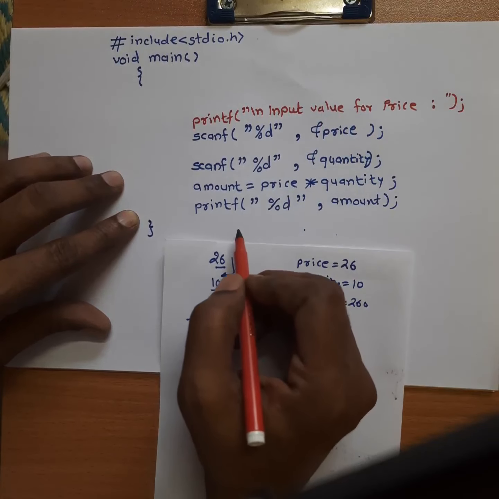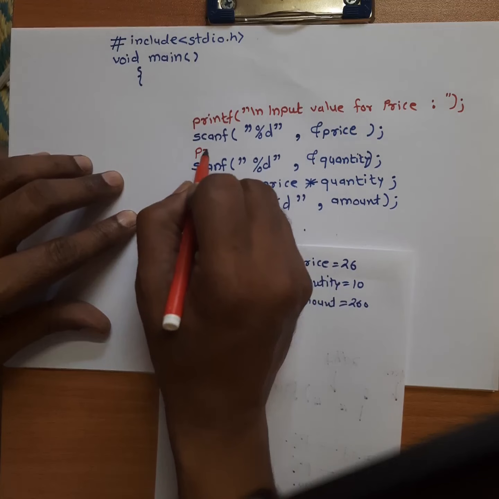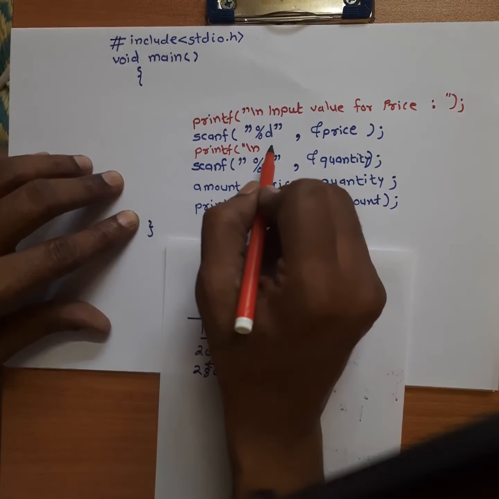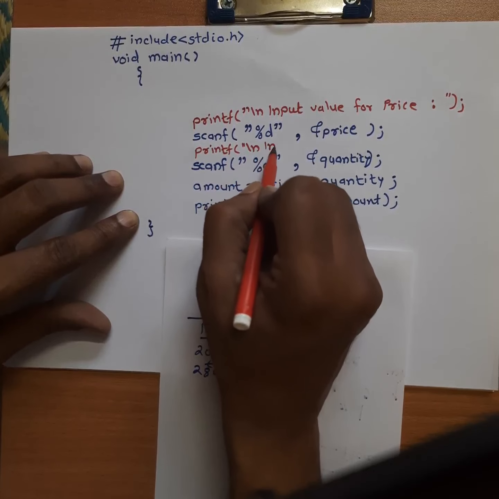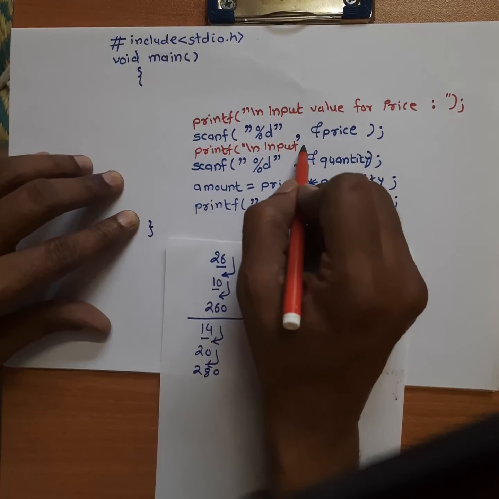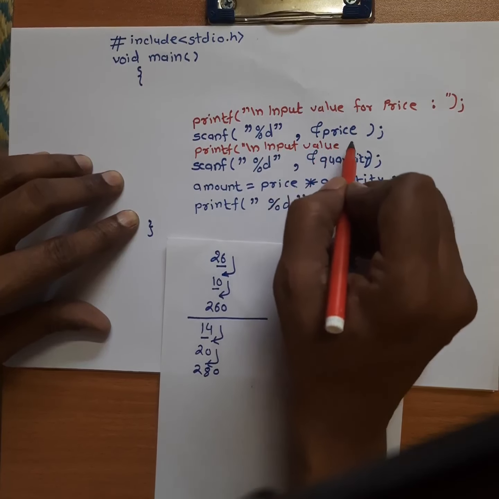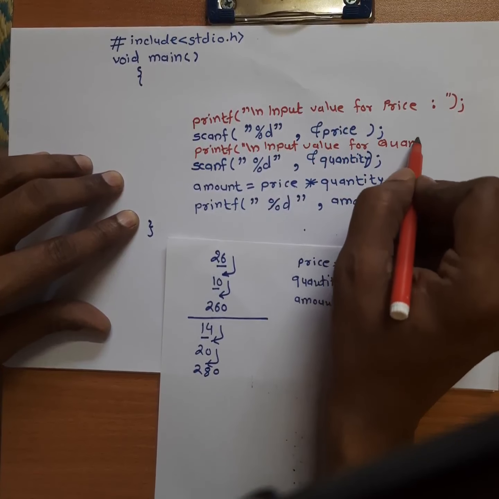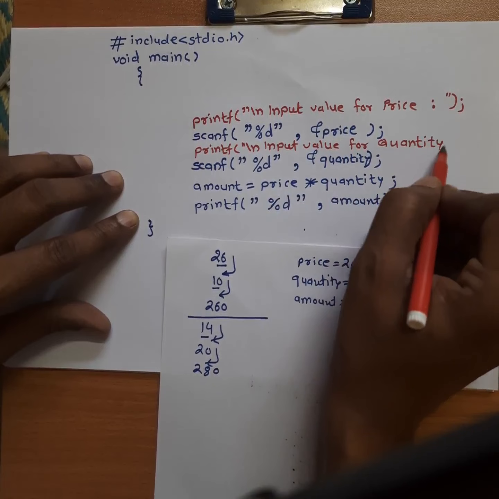Like this. Then this scanf statement. Printf, \n, double quotes, \n. Input value for quantity.